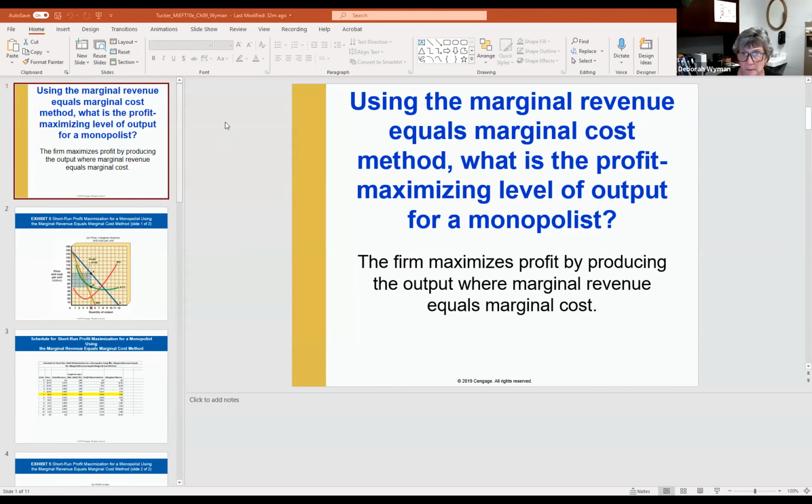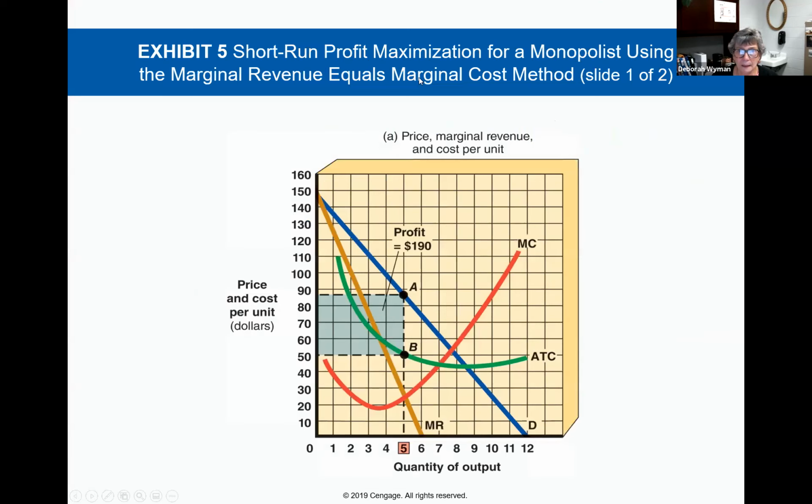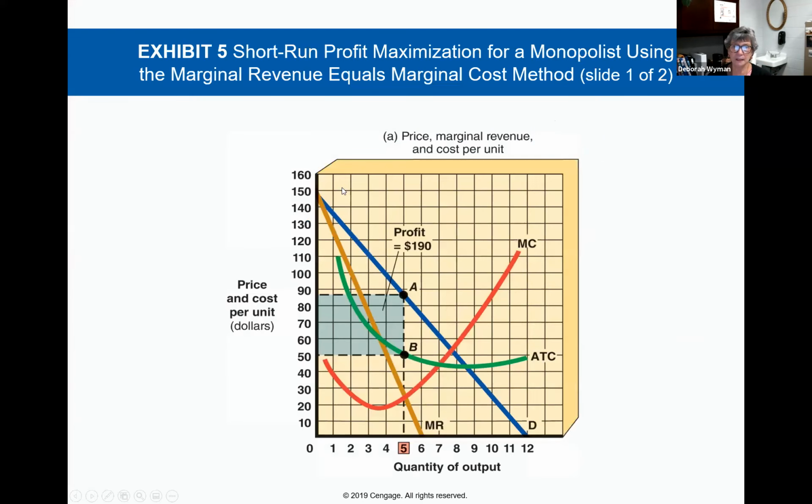This is a very short PowerPoint. We only have 11 slides, but I wanted to show you again what we're doing here. We're using the marginal revenue equals marginal cost method. What is the profit maximizing level of output for a monopolist? Chapter 9 is all about monopoly. So the firm maximizes profit by producing the output where marginal revenue equals marginal cost. So let's look at the next slide.